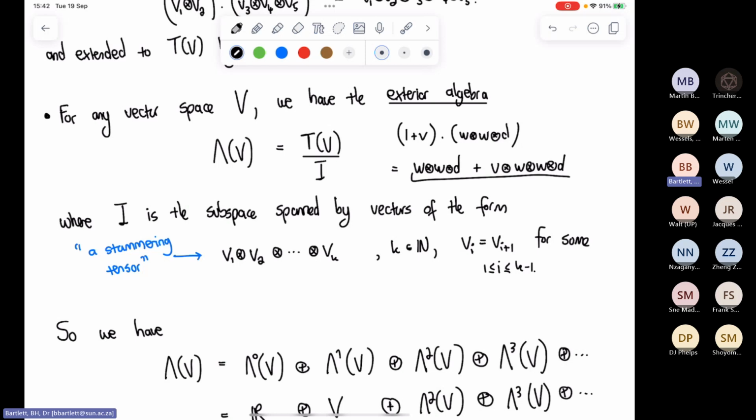So you see, this is in the ideal I because it is a linear combination of stammering tensors. That's a stammering tensor, and this is a stammering tensor because of that part there.